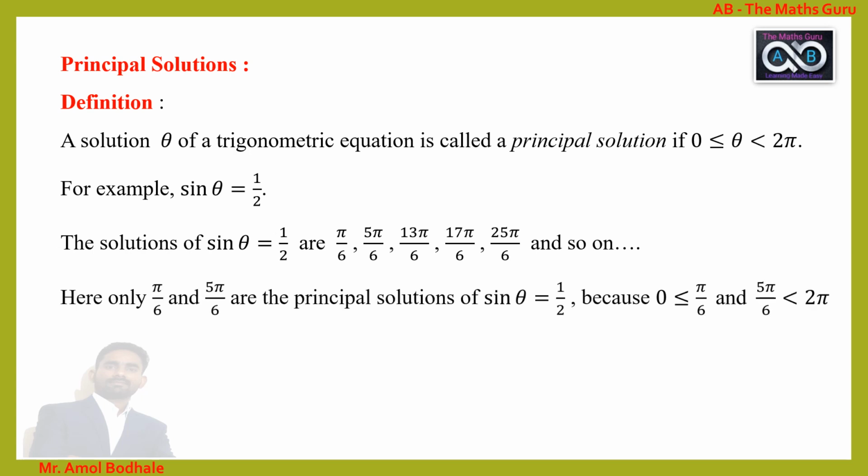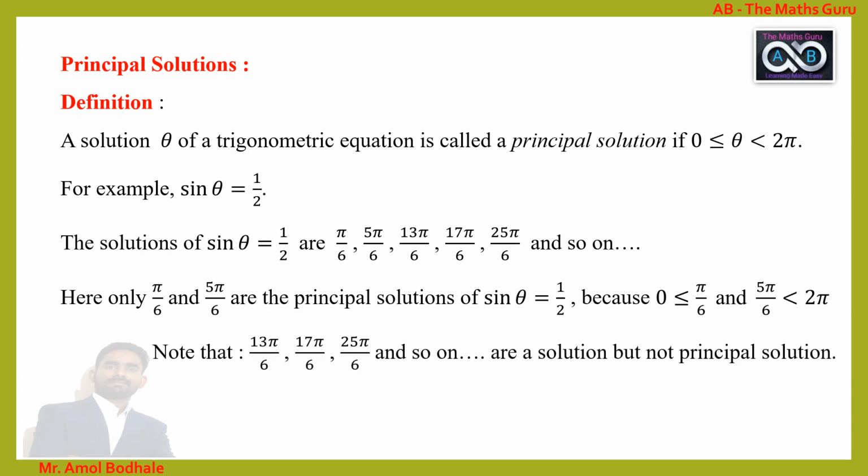But here, only the values pi by 6 and 5 pi by 6 are principal solutions of sine theta equal to 1 by 2. So what is the reason? Because pi by 6 and 5 pi by 6 lie between 0 and 2 pi. So here pi by 6 means 30 degrees. So obviously we can say 30 degrees lies between 0 and 360 degrees. And 5 pi by 6, that is 5 times 30 degrees, 150 degrees, which also lies between 0 and 360 degrees. So therefore, here pi by 6 and 5 pi by 6 are the principal solutions.